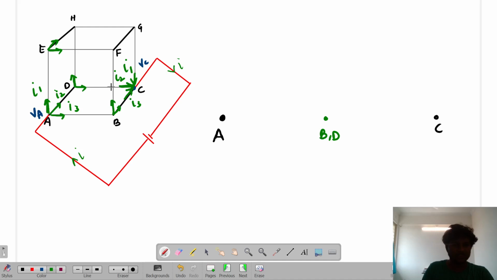ठीक, और बी और डी से सिर्फ दो ही रजिस्टर्स हैं which are giving the direct current I2 and I3. So first these are my two resistors which are giving the direct answers to C. Got the idea?